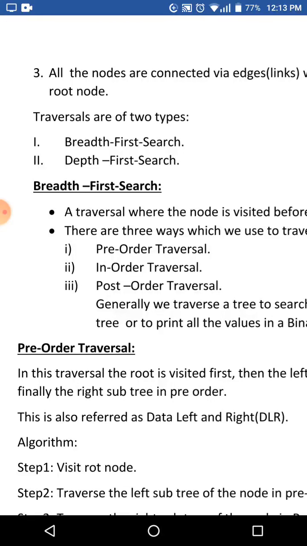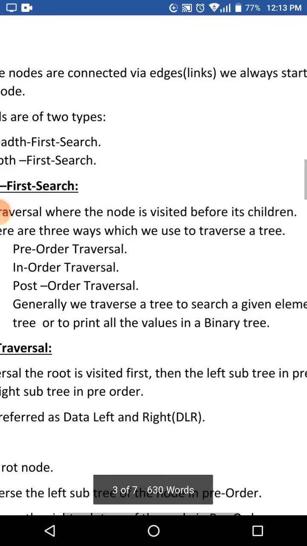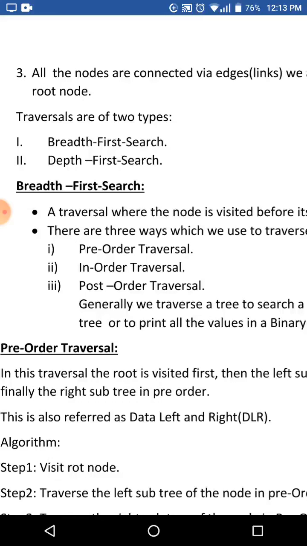So first we have to know that in this traversal the node is visited before its children. Breadth first search is a traversal where the root is visited first, before its children. In this search we have three ways of traversing: pre-order traversal, in-order traversal, and post-order traversal. Basically these three.